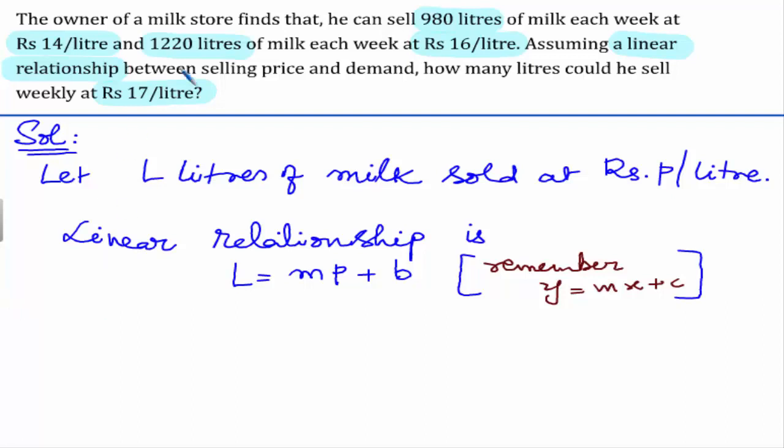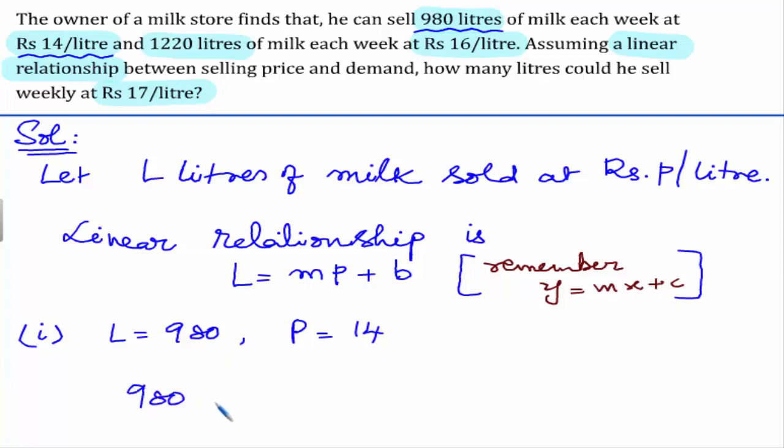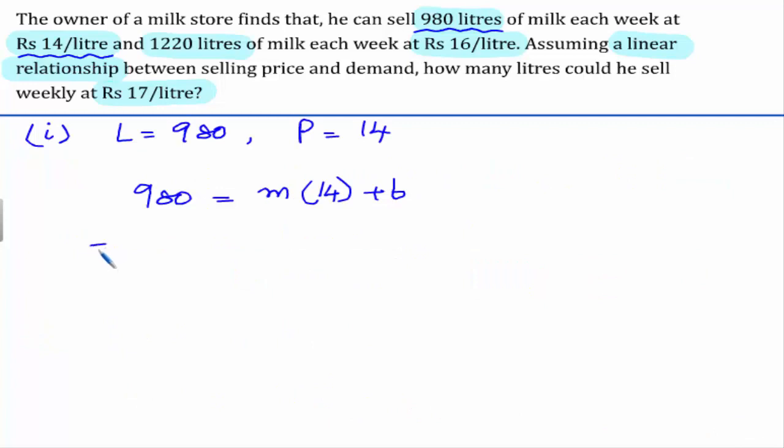Now, in the first case, cost is 14 per liter and the number of liters is 980. In the first case, L is 980 and the cost P is 14. Now the first equation will be 980 is equal to m into 14 plus b. That will give us 14m plus b is equal to 980. This is the first equation.